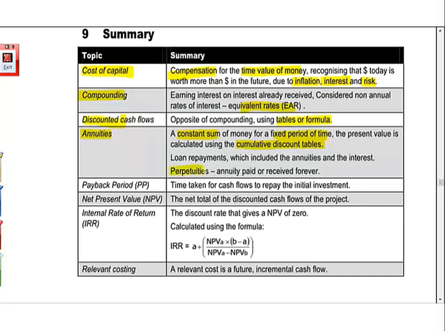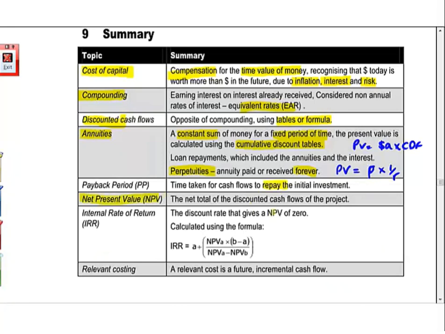A special type of annuity is a perpetuity because it's paid forever. So the present value of an annuity is equal to the annuity times the cumulative discount factor. The present value of a perpetuity is equal to that perpetuity times 1/R. We then looked at some investment appraisal techniques. We looked at payback period, how long until the initial investment is recouped. And we also looked at net present value.